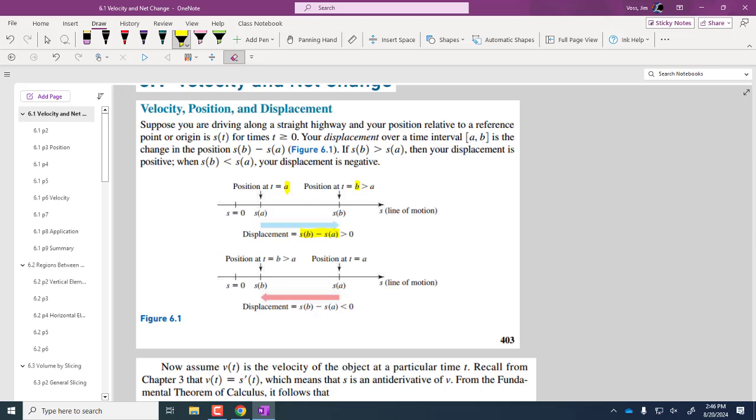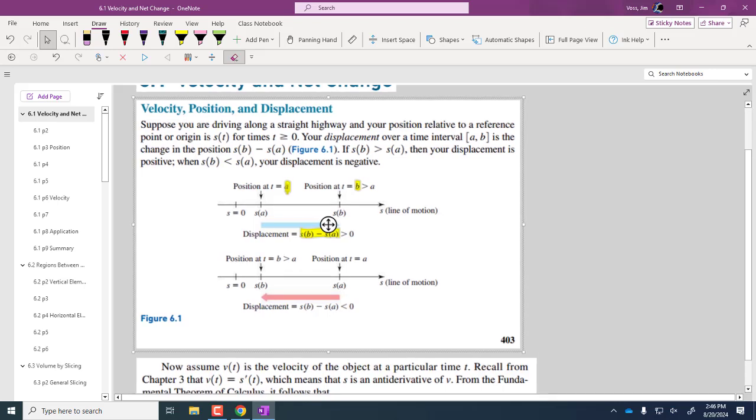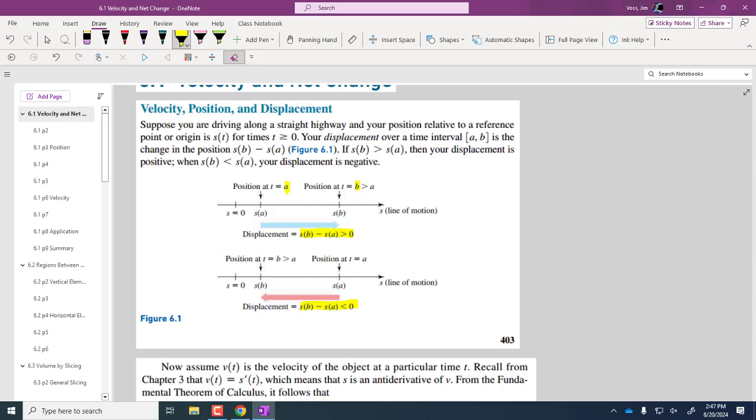If you're moving from left to right, S of B minus S of A is going to be positive. If your line is oriented so that positive is to the right, S of B minus S of A will be positive. If you're going to the left, if position at time A is here, position at time B is there, S of B minus S of A is going to be negative. So displacement can be positive or it can be negative. So that one is positive up there, that's negative. That's displacement. Terminal position minus initial position.